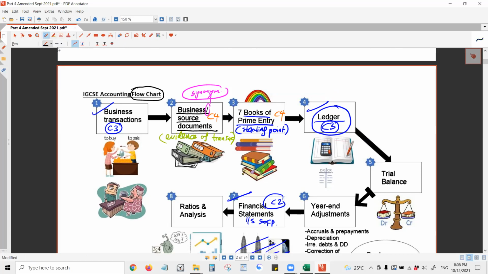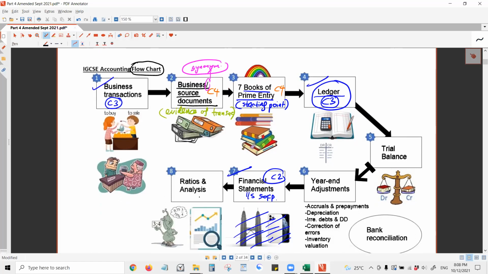So maybe you have a question. Why don't I start with step 1, then step 2, then step 3, and then teach you in order? Because I have my reason. Because you have to know your destination first. I taught you the income statement and SOFP in chapter 2. Why? Because I want you to know where the destination is. These are the final products of accounting. Income statement and SOFP are the final products of accounting.